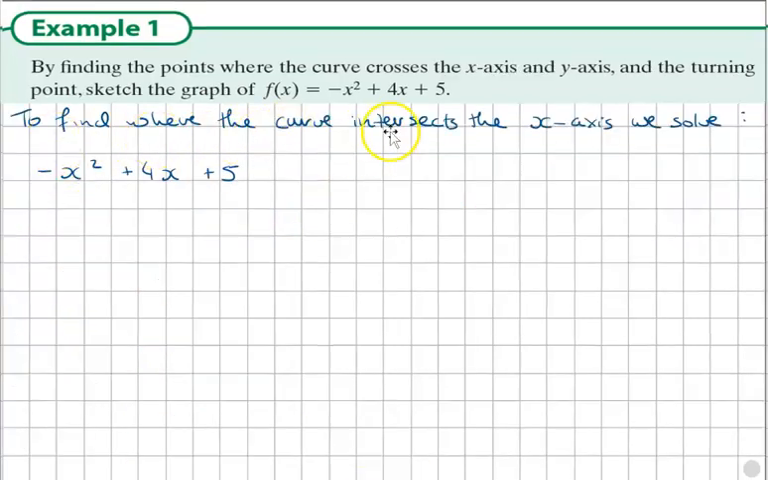To find where the curve intersects the x-axis, we solve. So we have minus x squared plus 4x plus 5. So it's given in the question.